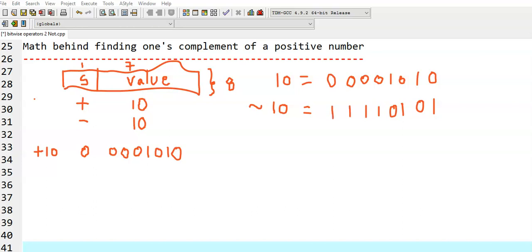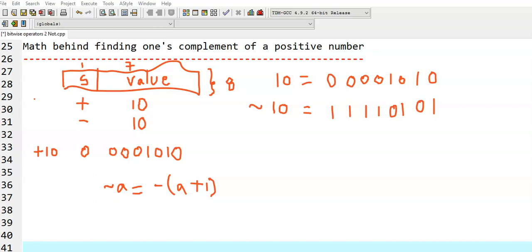Then how do we find this value? In the last video, I gave a formula. The formula is: complement of A is equal to minus of A plus 1. This is the direct formula, the shortcut formula to find the ones complement of a given number. But here we see how we get this value. In reality, how do we find this value?